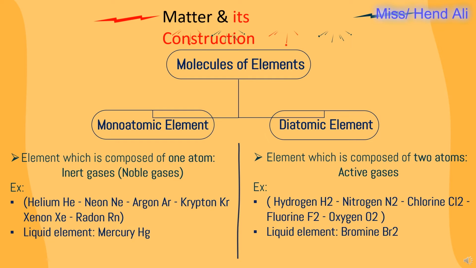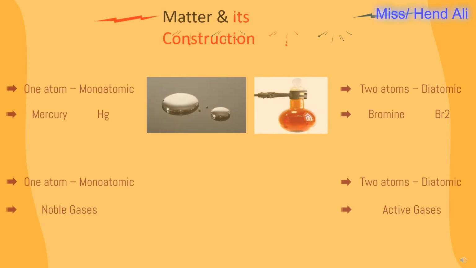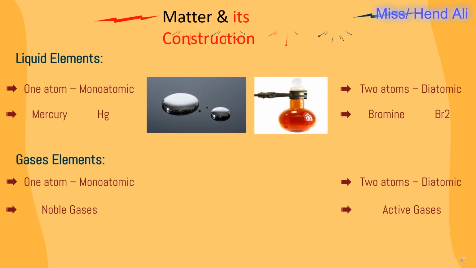Now let's move to diatomic element. Diatomic elements are elements which are composed of two atoms, like hydrogen, nitrogen, chlorine, fluorine, oxygen, and for liquid element we have bromine. So we have two types of elements, monatomic element and diatomic element. Liquid elements and gas elements. We have monoatomic liquid elements like mercury, diatomic liquid elements like bromine, monoatomic gas elements like noble gases, diatomic gas elements like active gases.